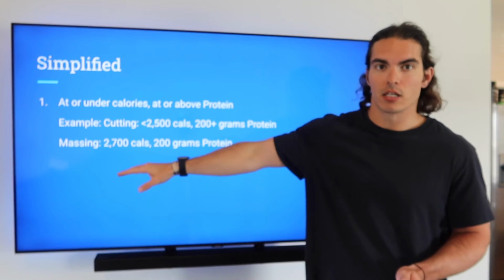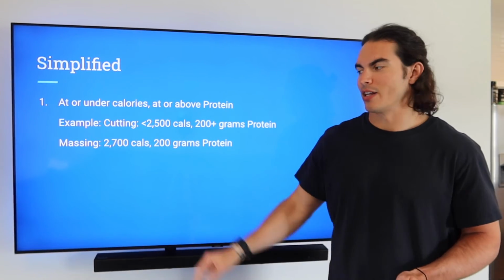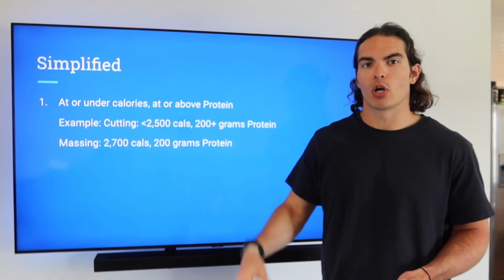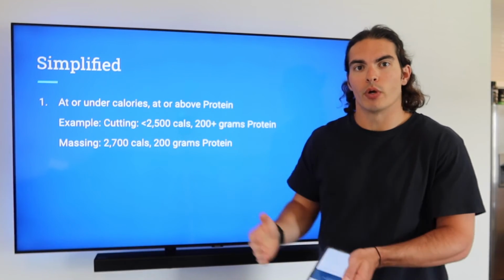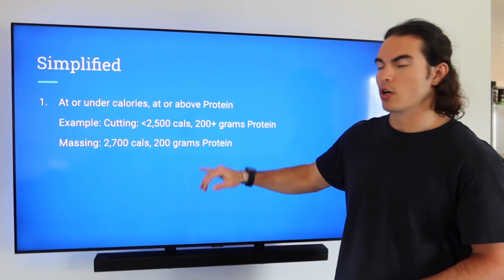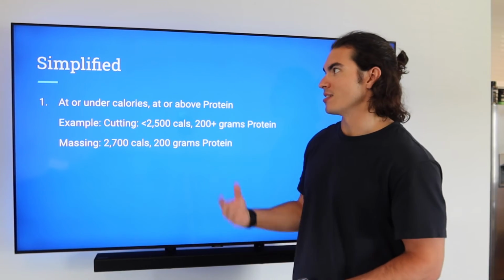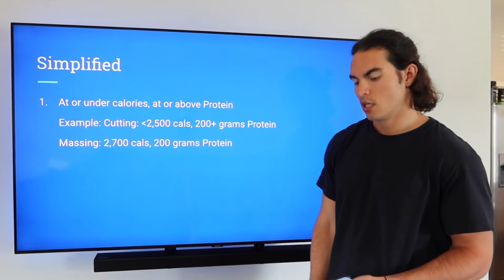If you're massing or bulking, you want to be at 2,700 calories. Remember, we can't really say at or over that number, because if we go over that number, we risk gaining too much fat, gaining too quickly with our muscle. So we want to be at 2,700 calories, at 200 grams of protein. That's the simplified version of how to pick your macro targets.